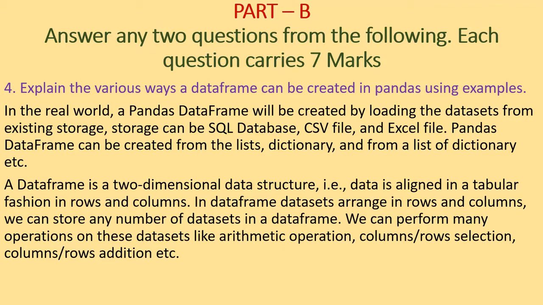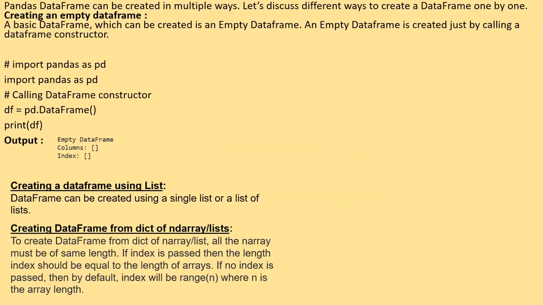A data frame has data sets arranged in rows and columns. We can store any number of data sets in a data frame. We can perform many operations on these data sets, like arithmetic operations, column or row selection, as well as addition of columns as well as rows.